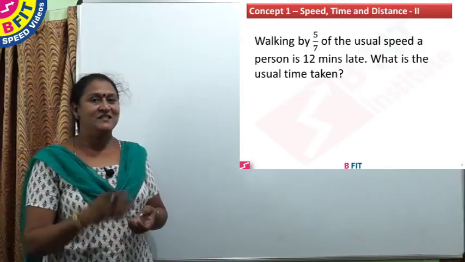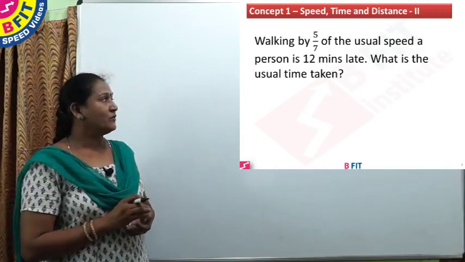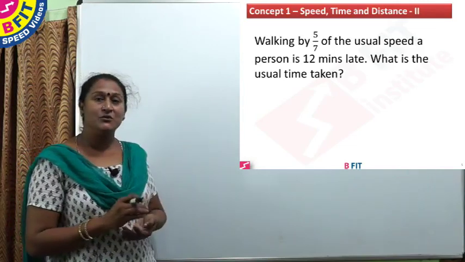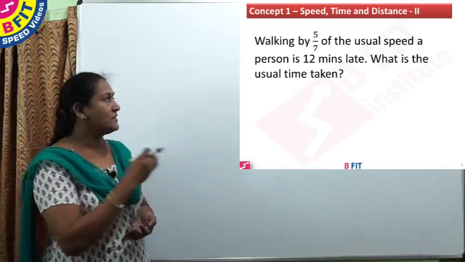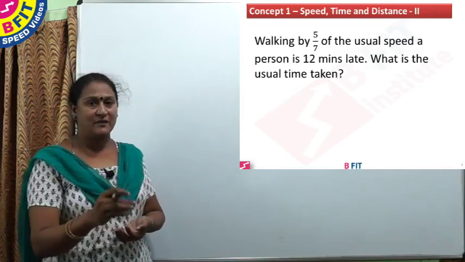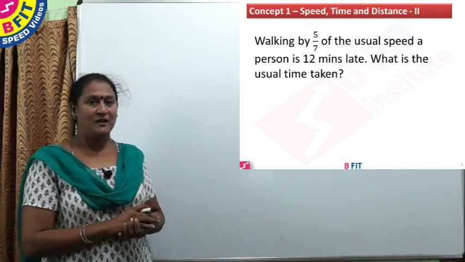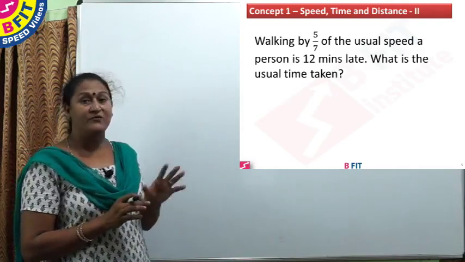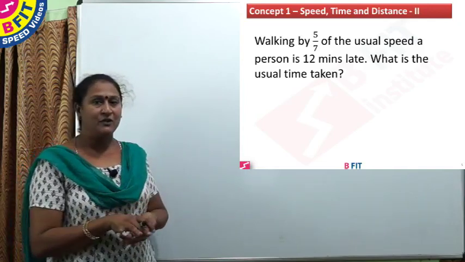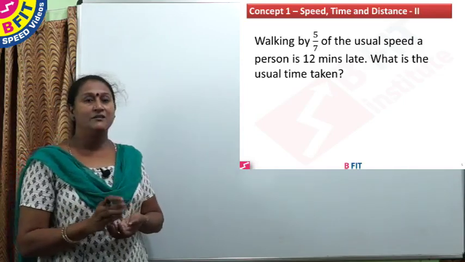Now we'll see this example. The question: walking at 5/7 of the usual speed, a person is 12 minutes late. What is the usual time taken? In this question, his speed has become 5/7 of the usual speed. Suppose he was walking at a speed of 7 kilometers per hour, now his speed has become 5 parts, 5 kilometers per hour. As his speed has been reduced, he takes more time to reach the place. Because of that, he is 12 minutes late.